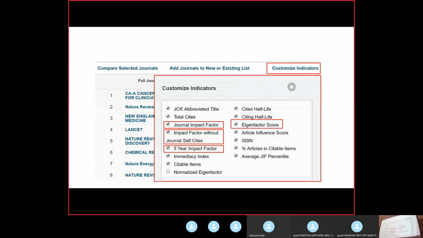Then how will you assess an impact factor? That is the journal impact factor without journal self-cites, which means some journals may ask you to cite your own articles or that journal's articles in your paper to increase the impact factor of that journal. That is the journal impact factor without journal self-cites. Then the 5-year impact factor, then the eigenfactor. These are the top impact factor assessments.